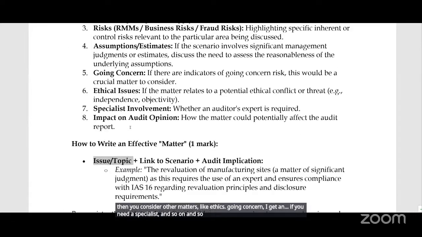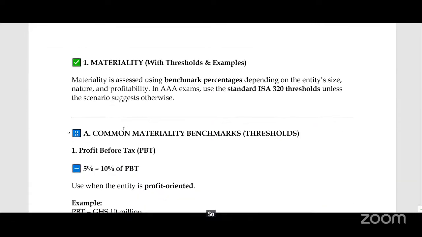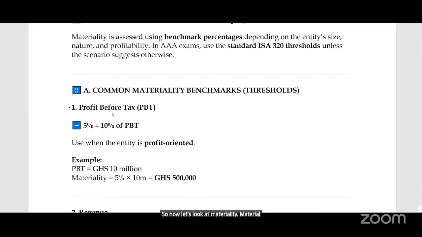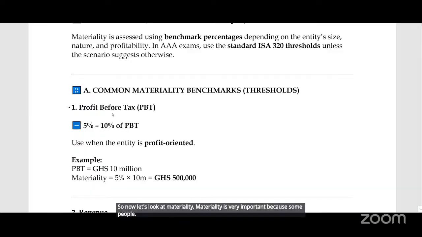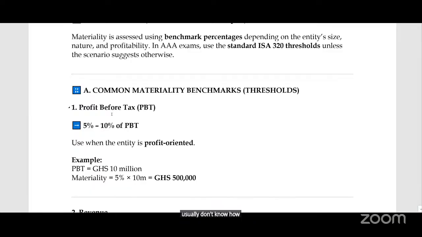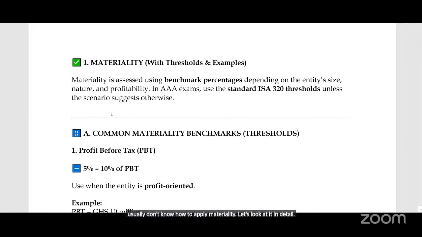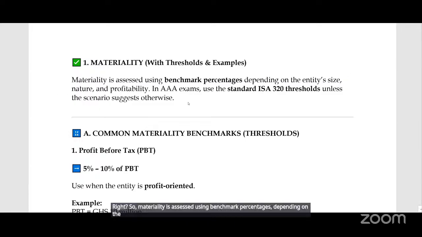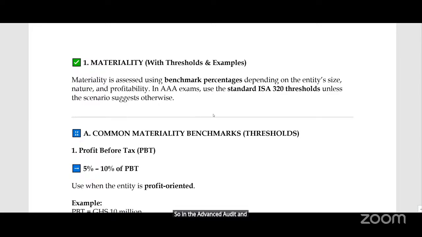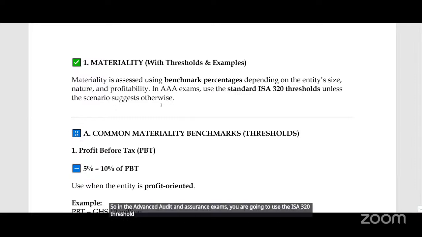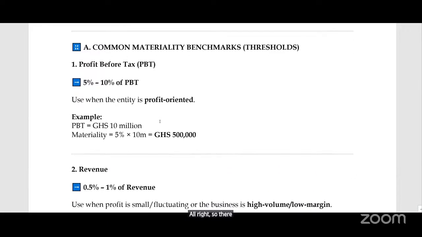Do you understand? Okay. So now let's look at materiality. Materiality is very important because some people usually don't know how to apply materiality. Let's look at it in detail, right? So materiality is assessed using benchmark percentages depending on the entity's size, nature, and profitability. I told you earlier on. So in the advanced audit and assurance exams, you are going to use the ISA 320 thresholds unless the scenario suggests otherwise. All right. So there are some common benchmarks you have to understand.